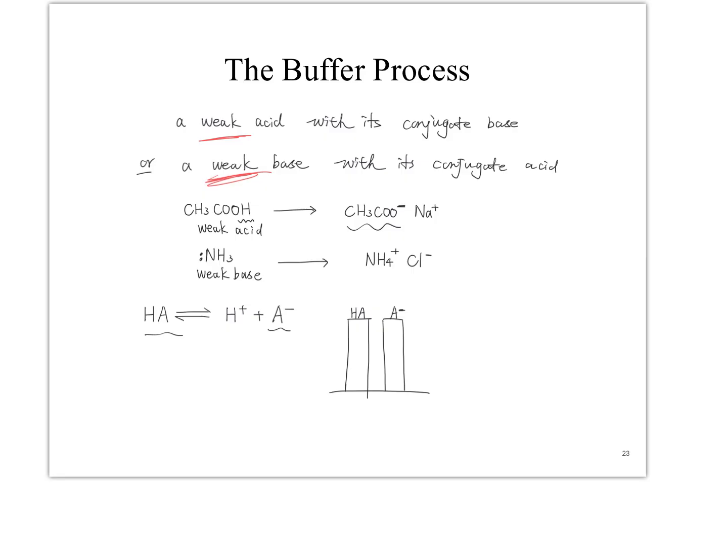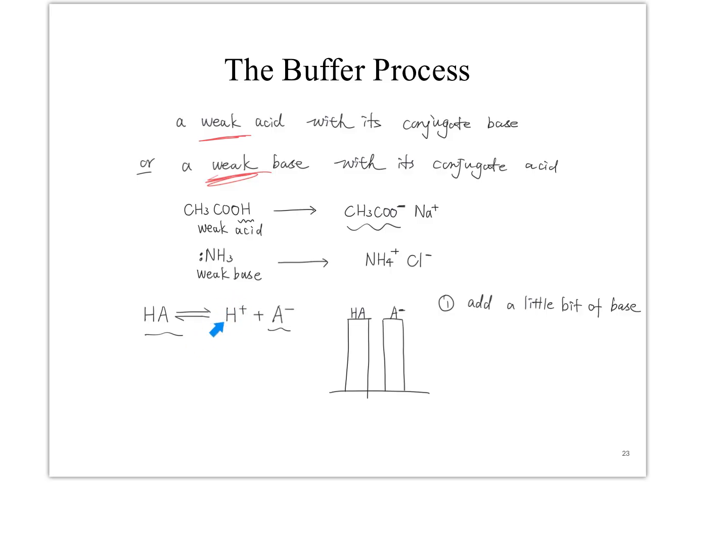So now if we add, first scenario, a little bit of base to this system, what's going to happen is we are going to consume a little bit of HA, and that will shift the equilibrium to the left a little bit. But we just add a little, so you are not going to change much about the proton concentration.